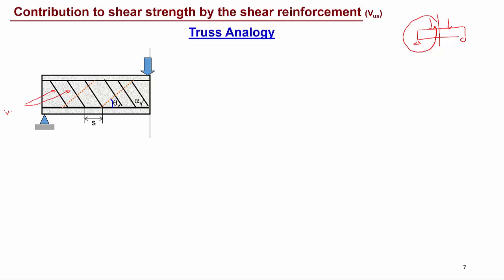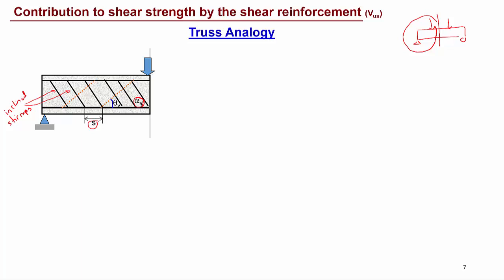These are the inclined stirrups, or fitments, and the inclination of these stirrups is alpha V, as you can see here. The compression strut, otherwise where the diagonal cracks would appear, is at angle theta V, because the stirrups will take all the tensile stresses, so the concrete will not crack diagonally, and it can still take the compressive stresses. And the distance between these inclined stirrups is S.